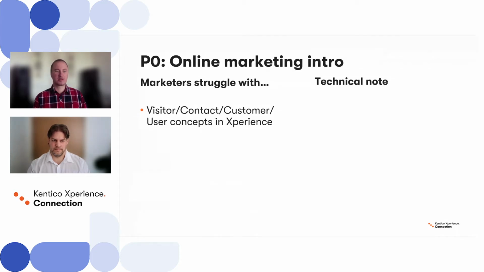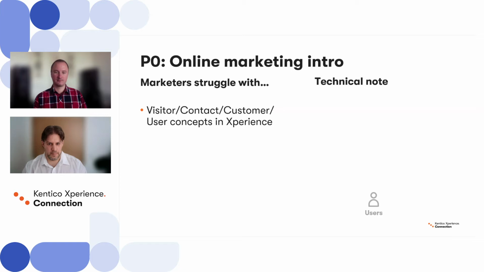So the first one is the concept of visitors, contacts, customers, and users in Kentico Xperience. Some other marketing systems are using these terms in a different meaning. So they mean something a bit different from the contact that we mean in Kentico Xperience. And it's important to understand what we mean so we can discuss these concepts further.